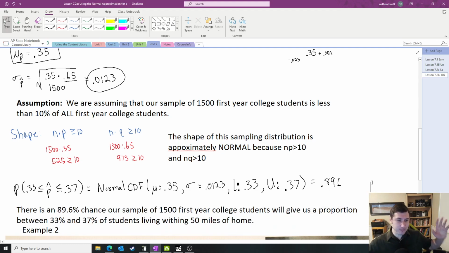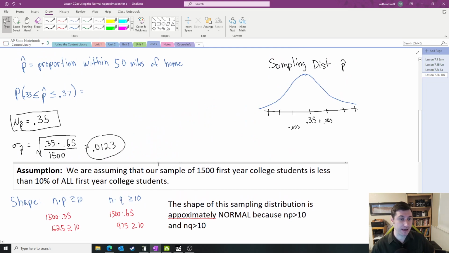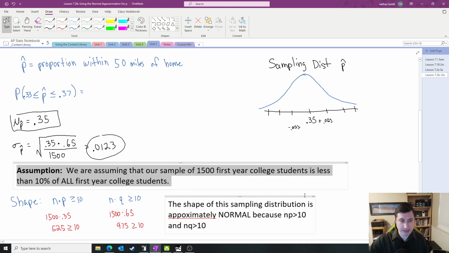So again, hopefully the math isn't too bad. It's just a normal CDF. But you do have a couple of steps. You got to calculate the standard deviation. When you do that, you have to do this assumption that you are sampling less than 10% of your total population.